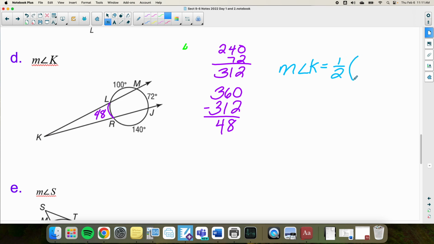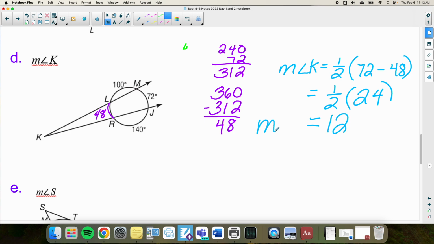And then I can come over here, and the measure of angle K would be 1/2 times the furthest away arc, which is 72, minus the closest one, which is 48. Now, 72 minus 48, is that 54? No, 24. Is that what you guys got? And then half of that is 12.